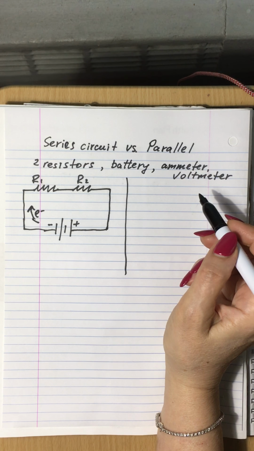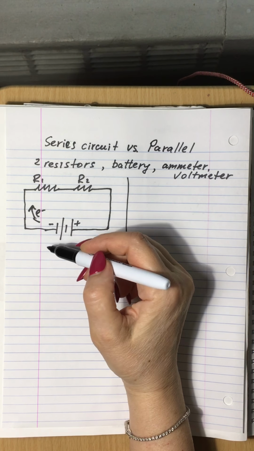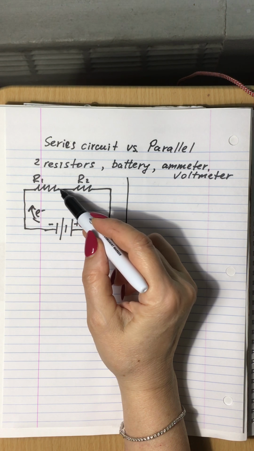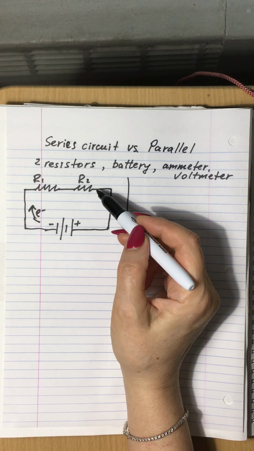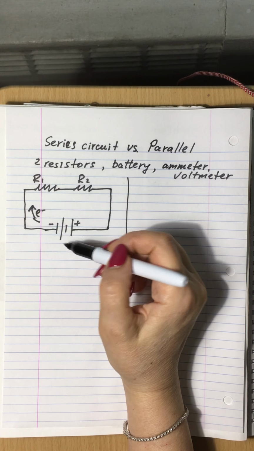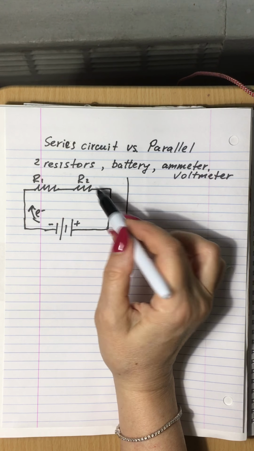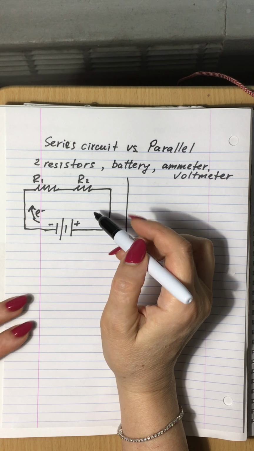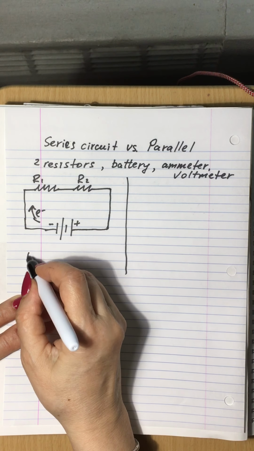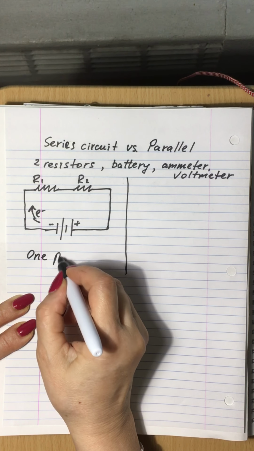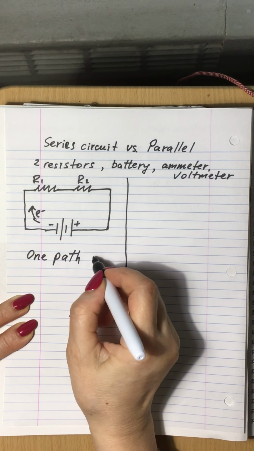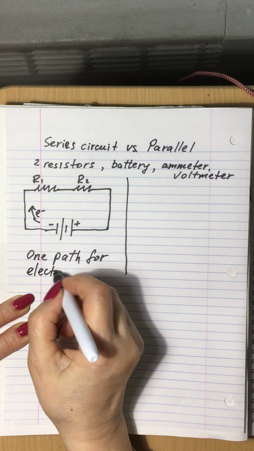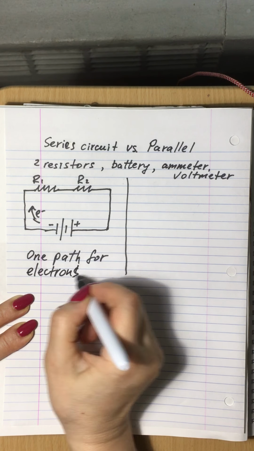Okay, so if you think about electrons, they need to go to the first resistor and then they will continue moving through the second resistor. There's only one path for the electrons to flow, no other choices. So this circuit has one path for electrons to flow.